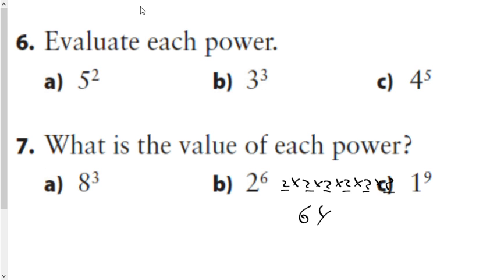And finally, the last one is an interesting one. 1 multiplied by itself any number of times, this time 9 times, will always be in standard form 1, because regardless of how many times you multiply 1 by itself, you will always have a value of 1.